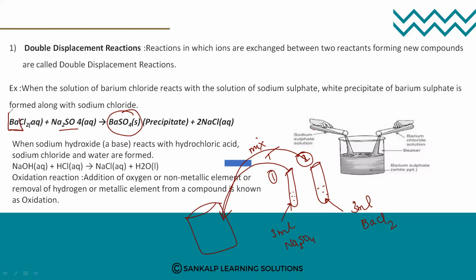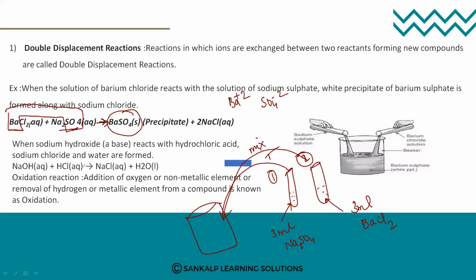So double displacement reactions are reactions in which ions are getting exchanged between two reactants. So between the two reactants, the ions, right? SO4, that is sulfate ions. Then barium, Ba plus 2, these are ions. Across the arrow mark, the left hand side of the arrow mark is called the reactants, and the right hand side of the arrow mark is called the products.